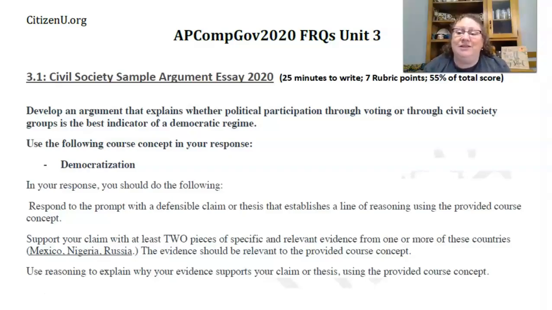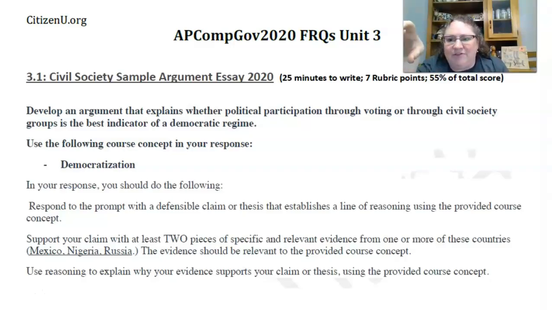And actually, democratization has taken a step back under Putin. And I would talk about that and give specific examples to talk about some of those things, okay? So that's one way to approach the question. So you're going to make sure you've picked a side. You're going to make sure you've included your concept.